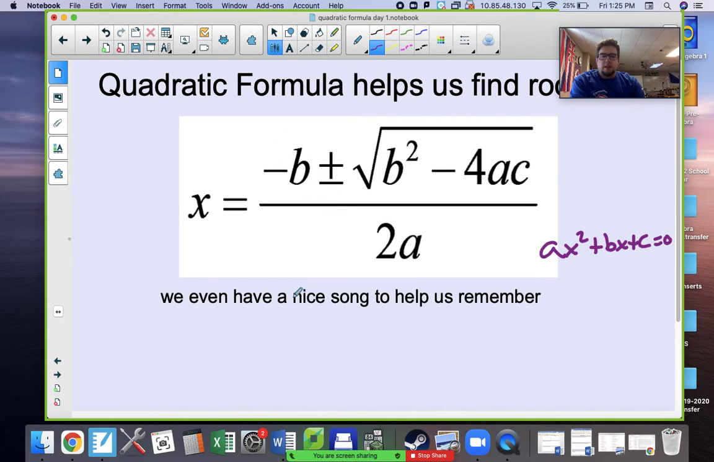The song that helps us remember, I'm going to sing it here once, goes, x is equal to negative b plus or minus the square root of b squared minus 4ac all over 2a. Using that, we can find our answers to pretty much any quadratic that we come across.